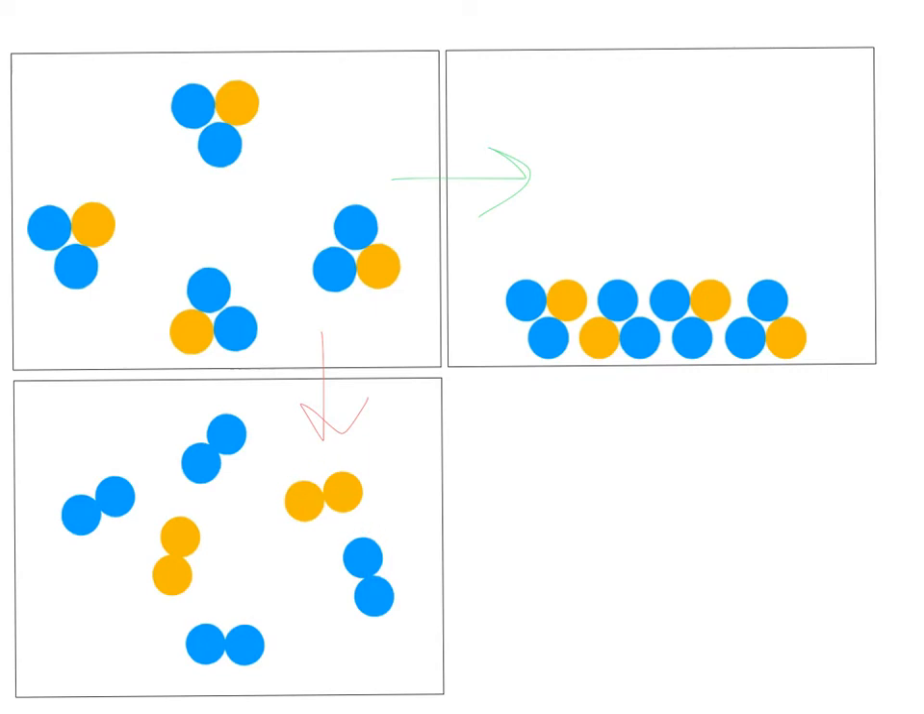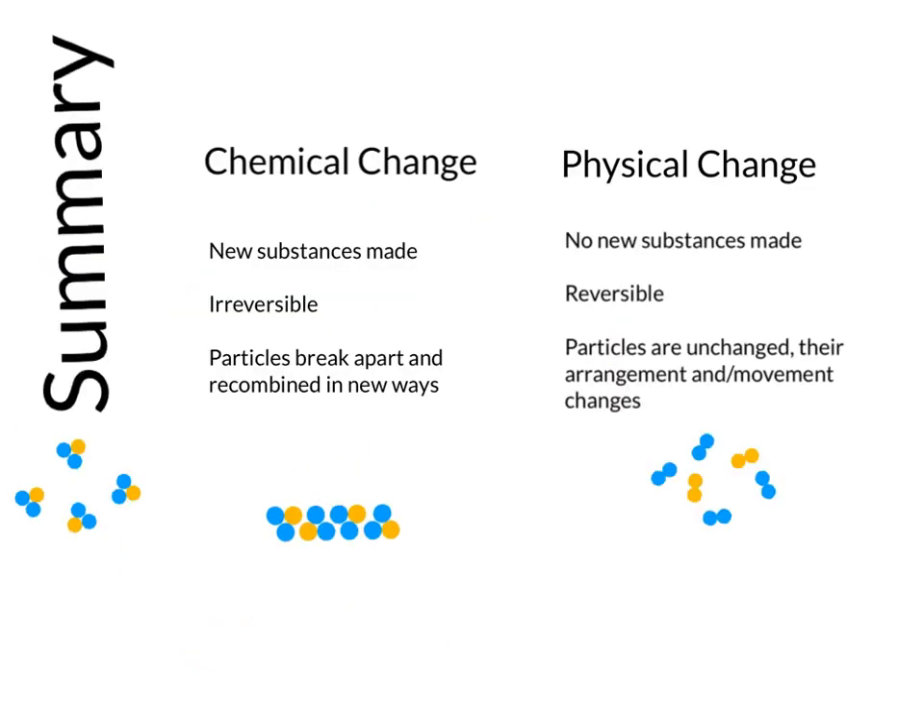In summary, chemical changes have new substances made, they're generally irreversible, and that is because their particles break apart and recombine in new ways. Whereas physical changes, there are no new substances made. They're usually reversible. Their particles are unchanged. It's the arrangement and movement of the particles that are different.